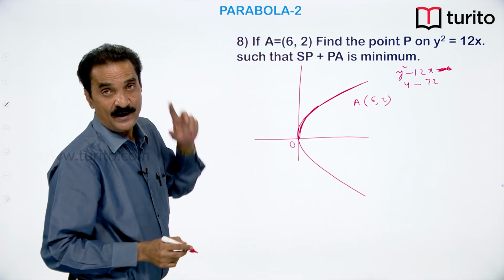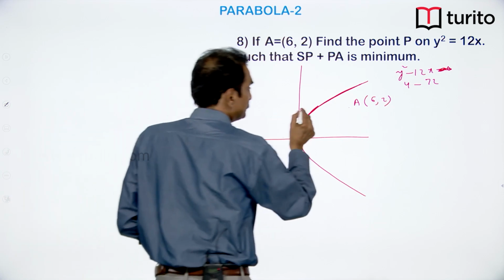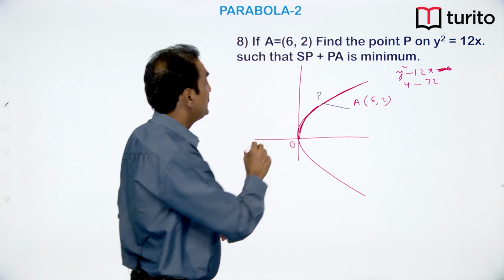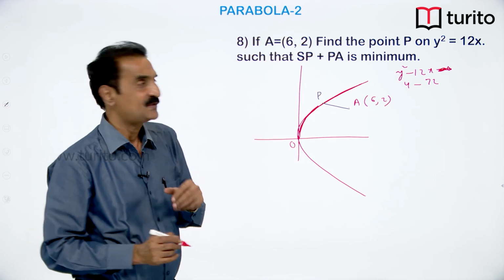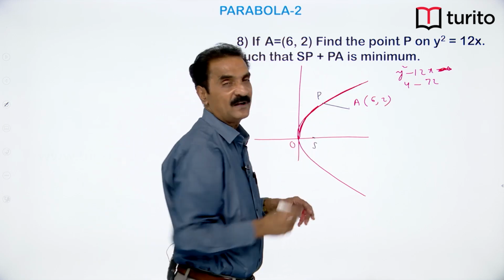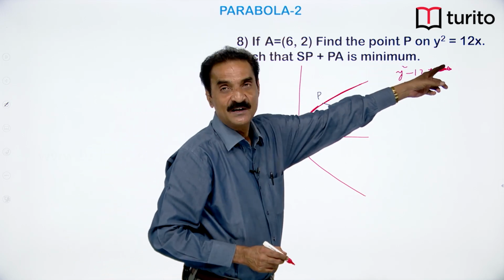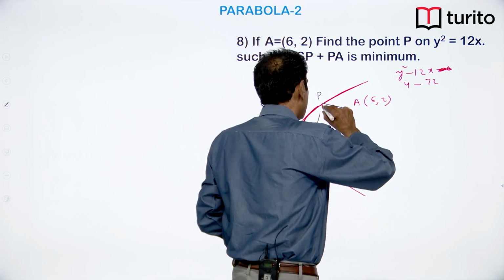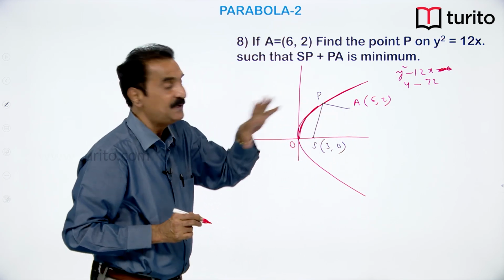Now, I want the point P on the parabola such that SP plus PA is minimum. But what is S in the usual notation? S is the focus. Let this be the focus. All of you are aware of the formula for the focus of the parabola y square equals 4ax, that is (a, 0). What is a here? 3. So, this is (3, 0).